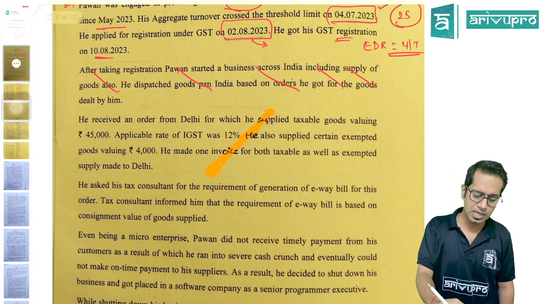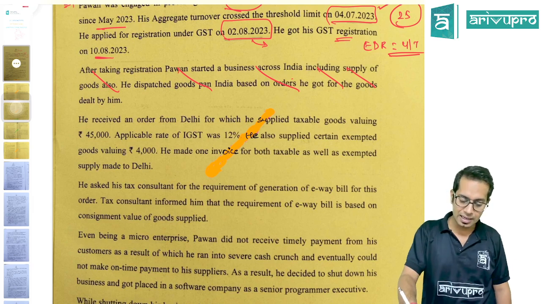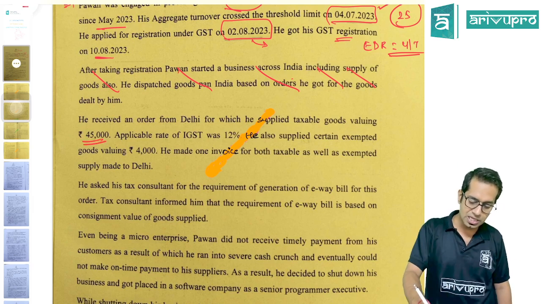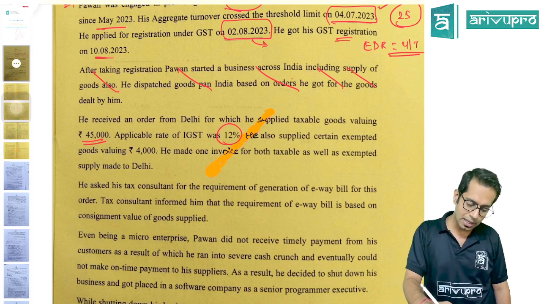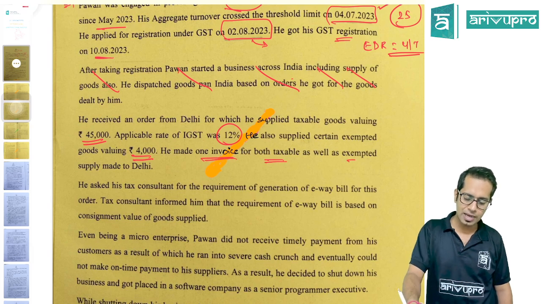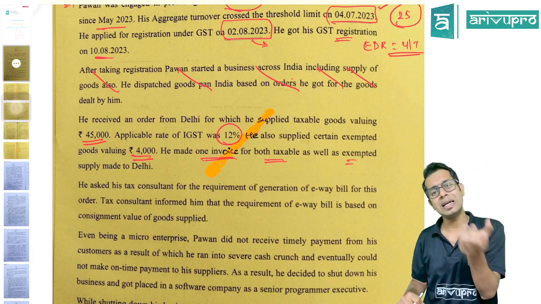Now I'll see what is next. What is the next point which is given? He received an order from Delhi for which he supplied taxable goods valuing 45,000 rupees, and the GST rate is 12% on these goods. He also supplied exempted goods valuing 4,000 rupees. He made one invoice for both taxable as well as exempted supply. Now, the second question which was asked was, what is the consignment value?